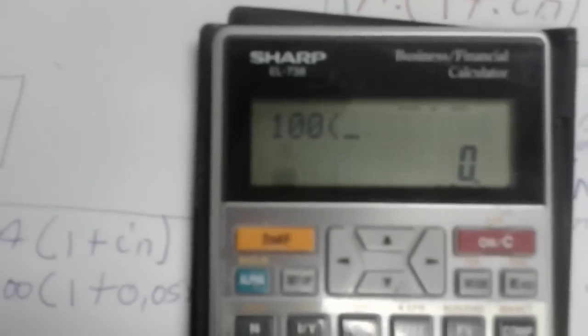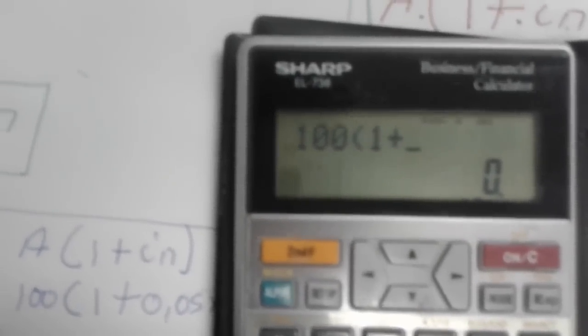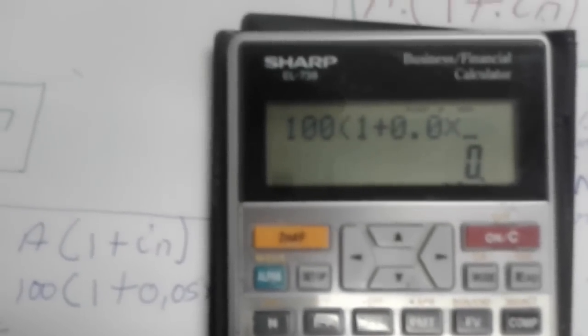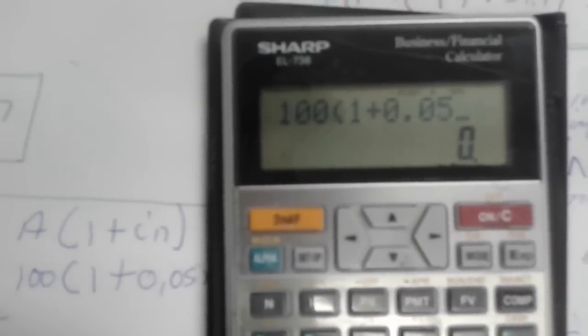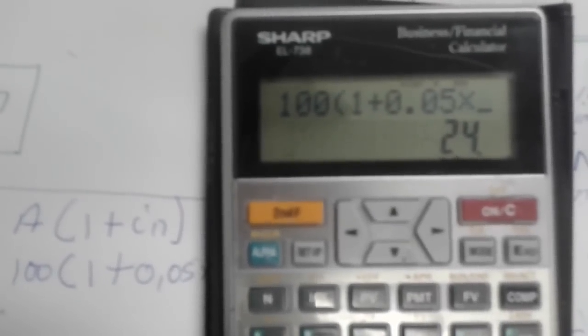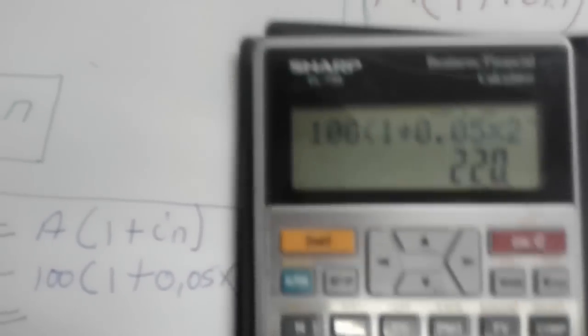So this now gives you 100, open bracket, 1 plus 0.05 multiplied by 24, then close the bracket, then you get 220. There you go. So it means we are going to have 220. There you go. Simple interest. So, like I said at the beginning, it is indeed simple.